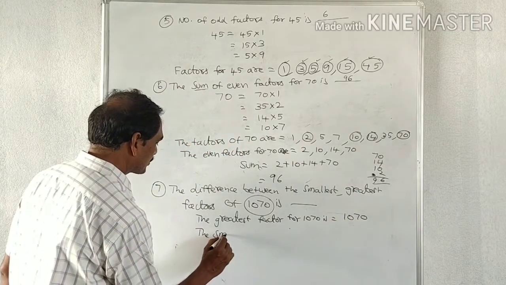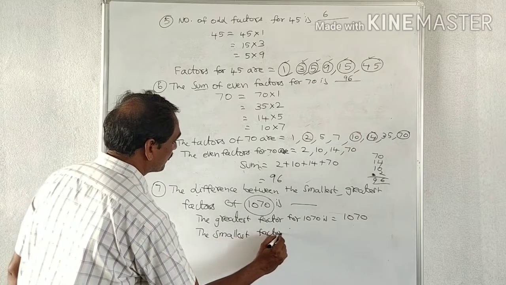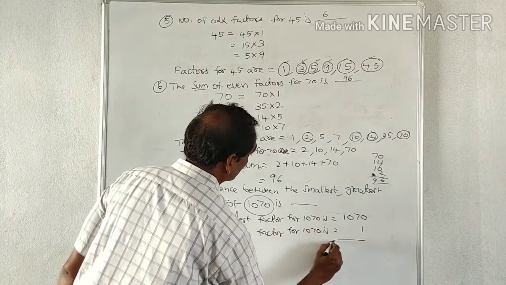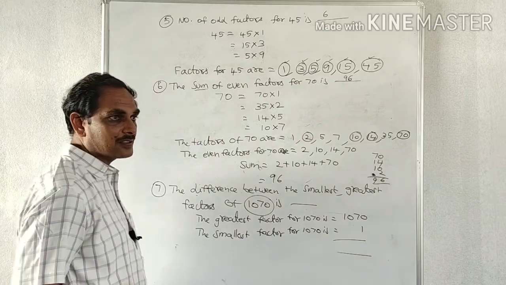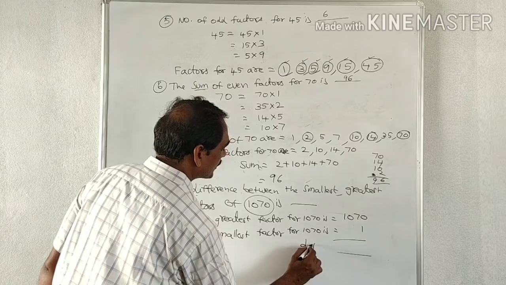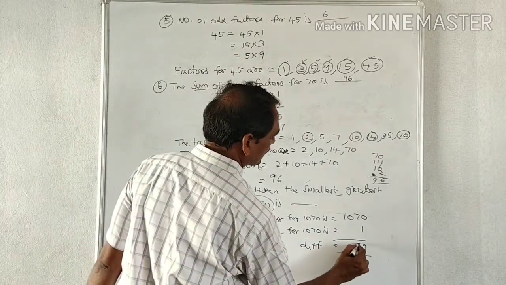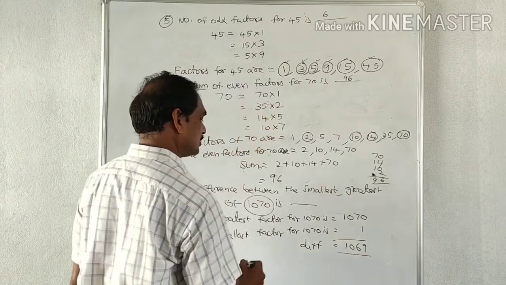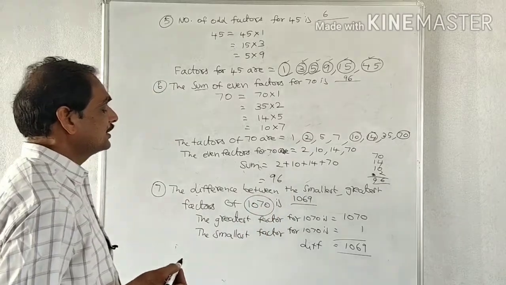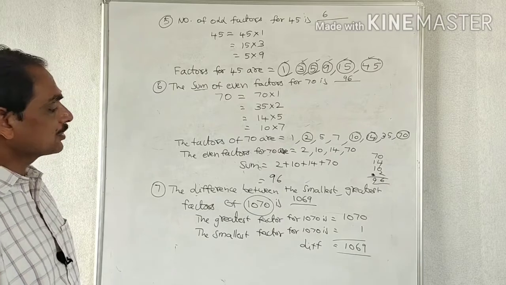The smallest factor for 1070 is equal to 1. So 1 is the smallest and the number itself is the greatest. Difference means subtracting smallest from greatest: 1070 minus 1. So the answer is 1069, the difference between the smallest and greatest factors of 1070.